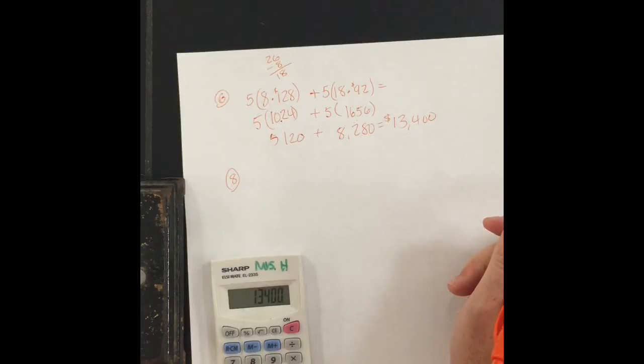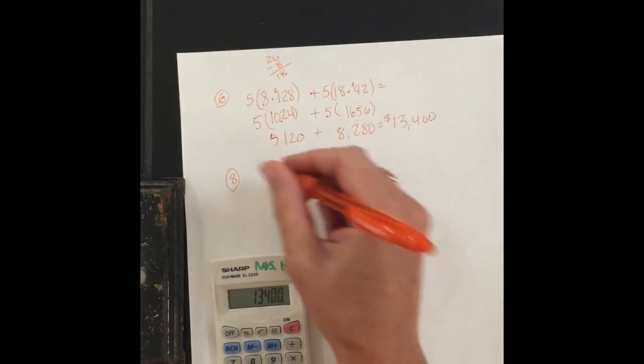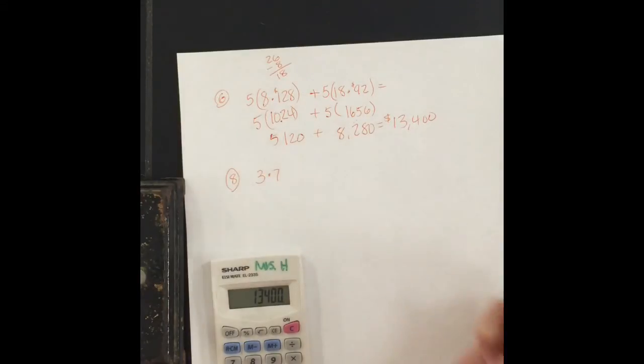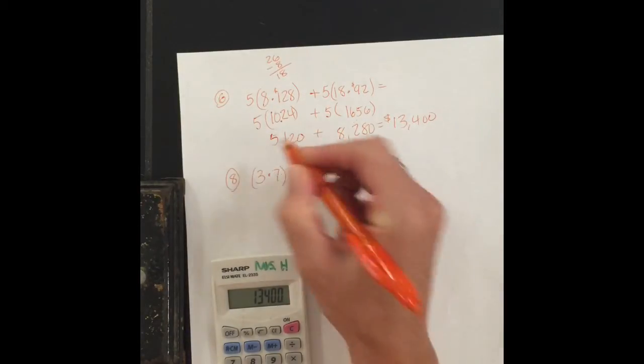Lane ran 3 miles a day for her first week of track practice. For the next 2 weeks, she ran 5 miles per day. How many miles did Lane run in her first 3 weeks of practice, assuming she ran 7 days a week? So it tells you 7 days a week. So it says Lane ran 3 miles a day for her first week of track. So if she ran 3 miles a day times 7 days a week, that tells you week 1.